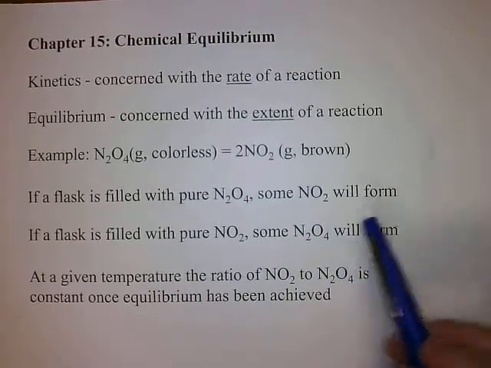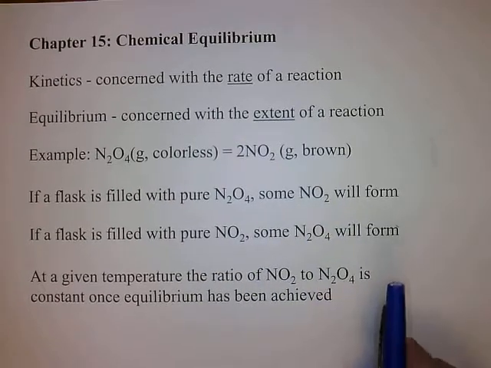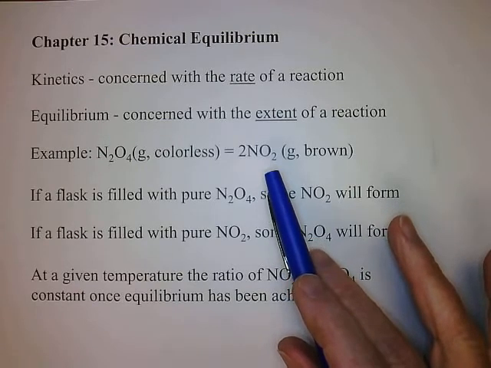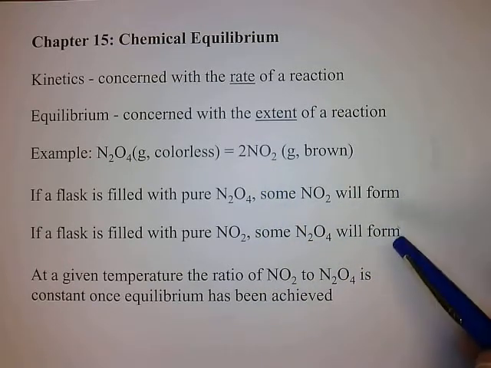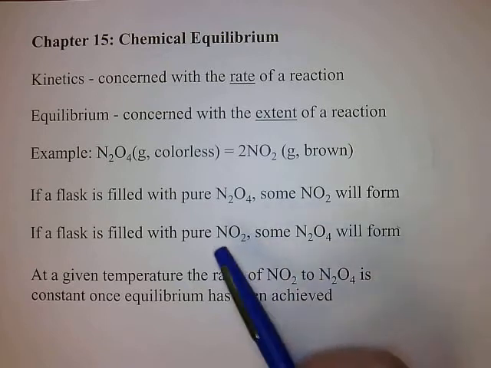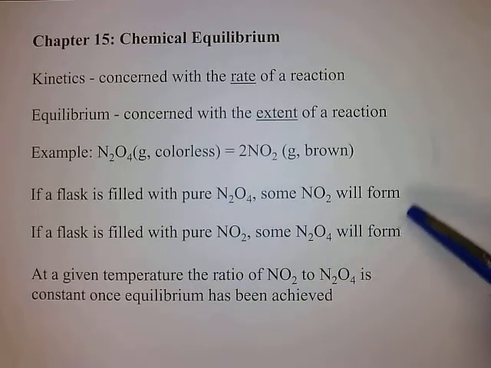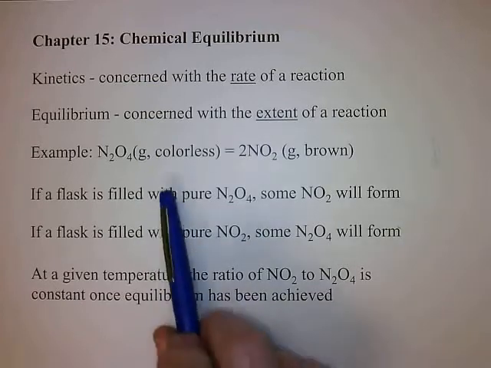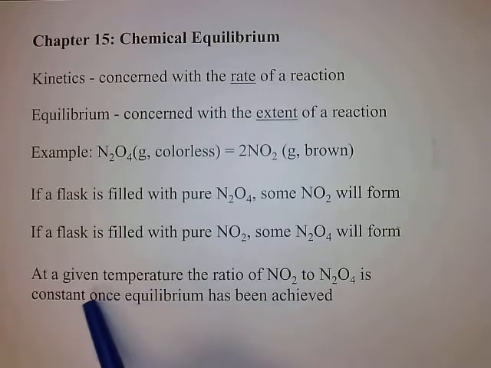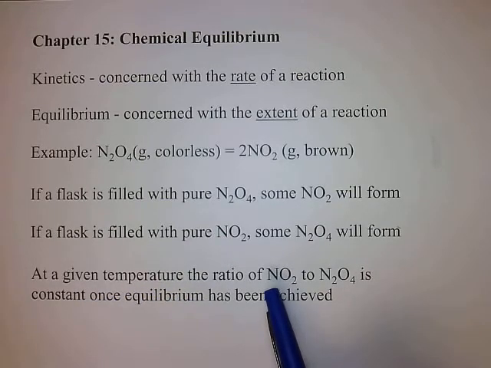And then furthermore, no matter which one we start with, whether we start with pure N2O4 or pure NO2, what we're going to find out, if we've given it sufficient time to come to equilibrium, is that the ratio of N2O4 to NO2 in the two flasks would be the same, regardless of which we started with. So at a given temperature, the ratio of NO2 to N2O4 is a constant once the equilibrium has been established.